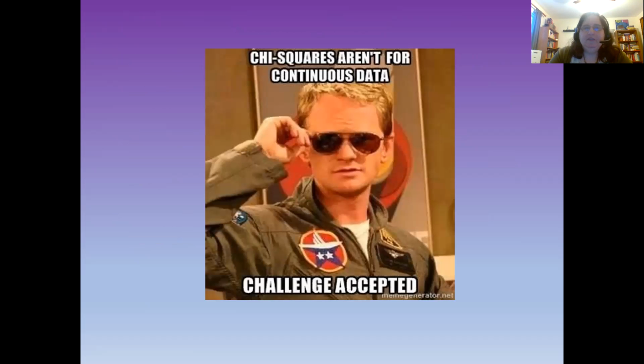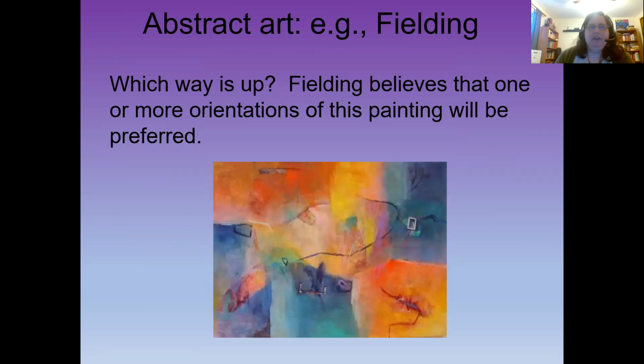All right, and then we have chi-squares aren't for continuous data. Challenge accepted. All right. So to go through and understand this a little bit more, I want to go through an example.